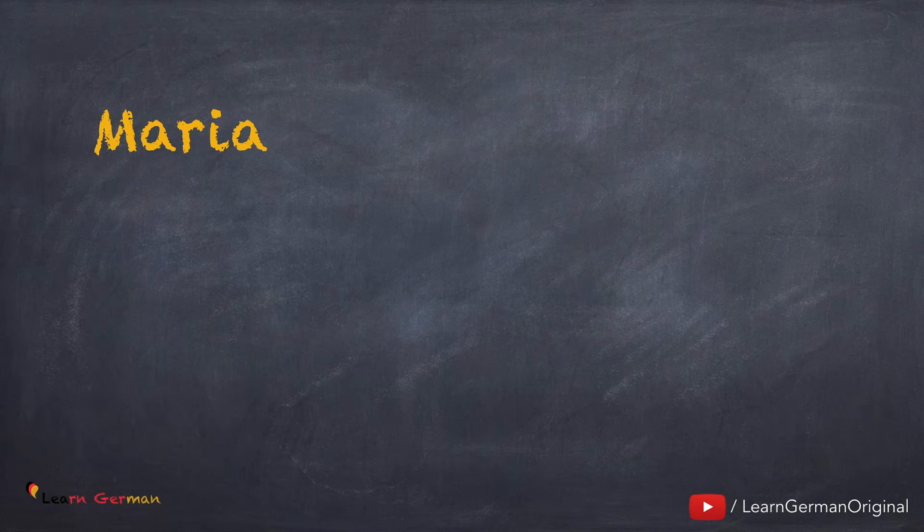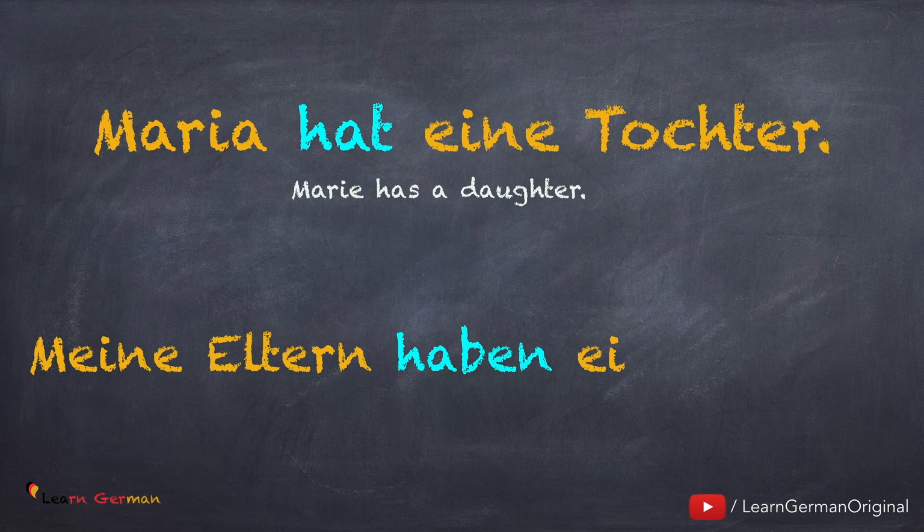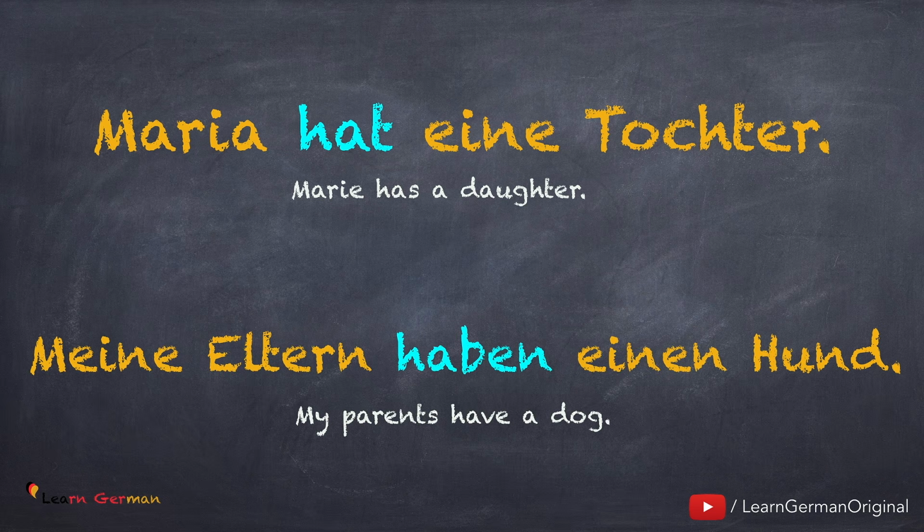Sometimes the pronoun isn't just present in the sentence, like in the next one. Maria hat eine Tochter. Since Maria is feminine and singular, we will conjugate the verb according to the pronoun that can replace Maria here in the sentence, which is sie, singular third person. Similarly in the next sentence. Meine Eltern haben einen Hund. The subject here is meine Eltern. Which pronoun would replace it? It's in the third person and plural, for which we have sie, and the verb is conjugated according to it. Sie haben, meine Eltern haben.